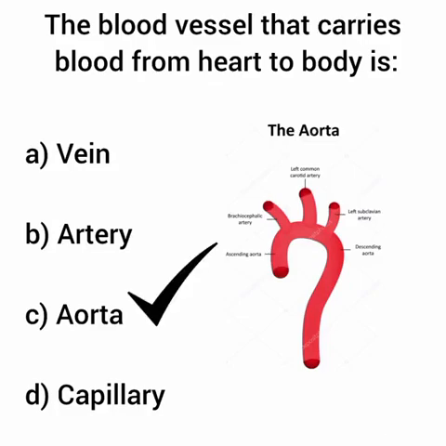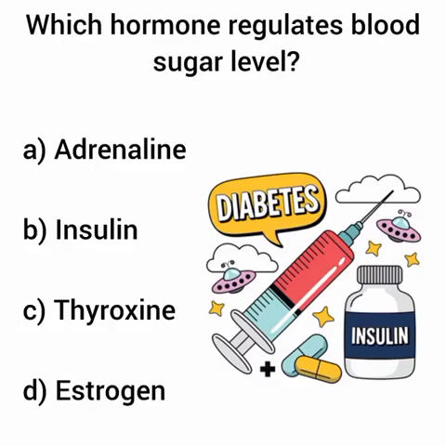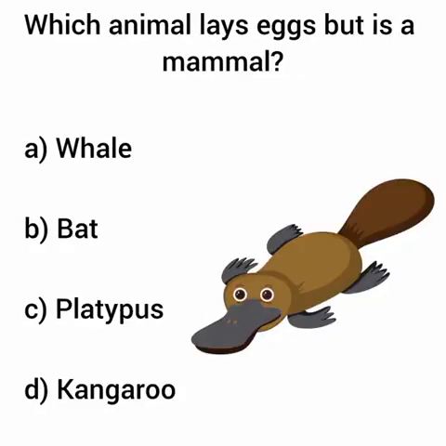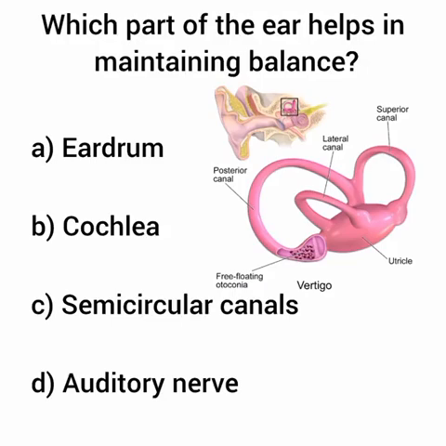Answer C. Aorta. Which hormone regulates blood sugar level? Answer B. Insulin. Which animal lays eggs but is a mammal? Answer C. Platypus. Which part of the ear helps in maintaining balance?